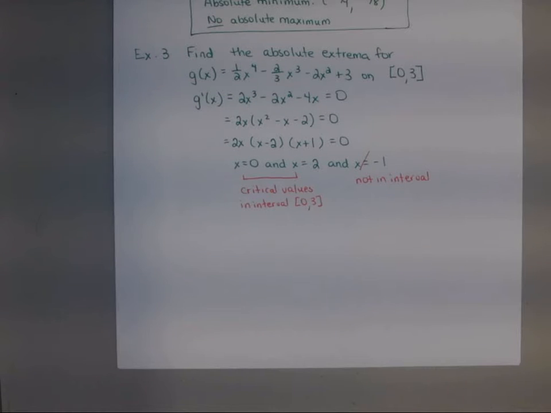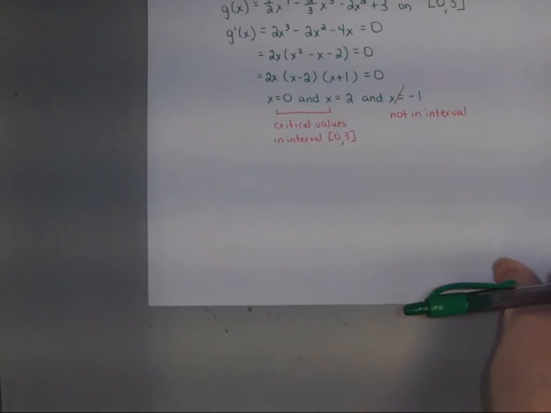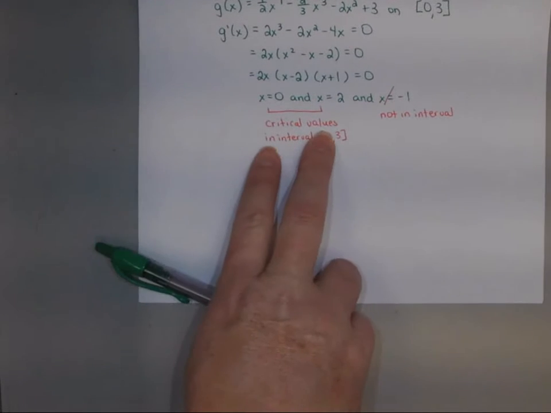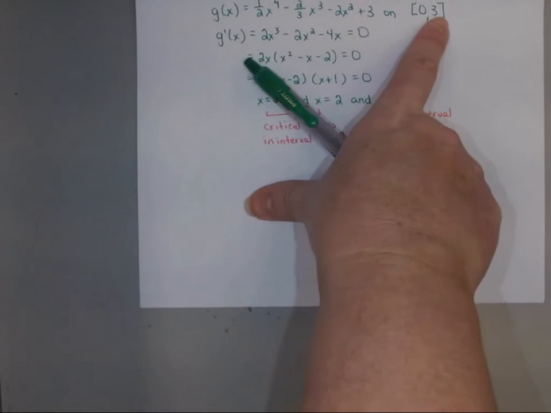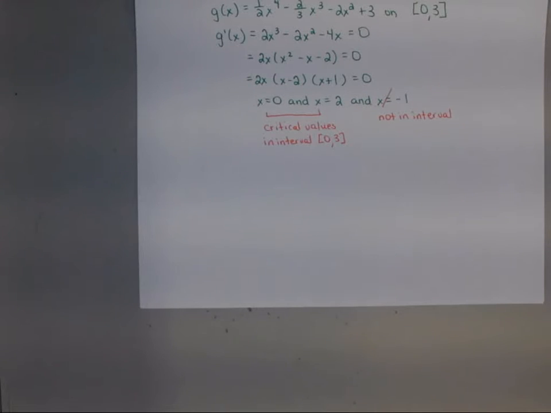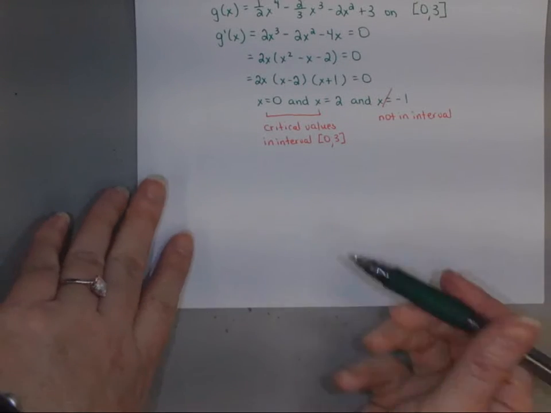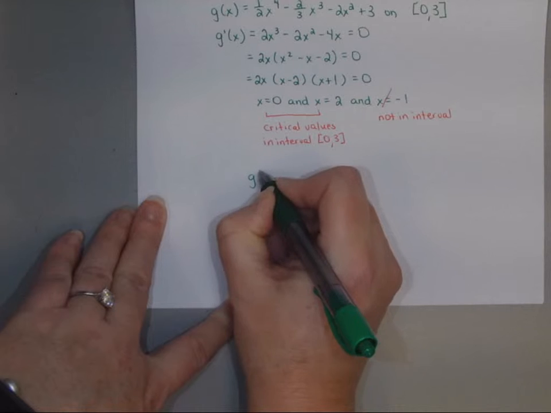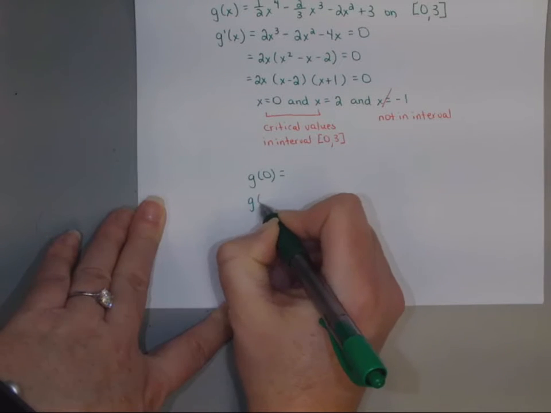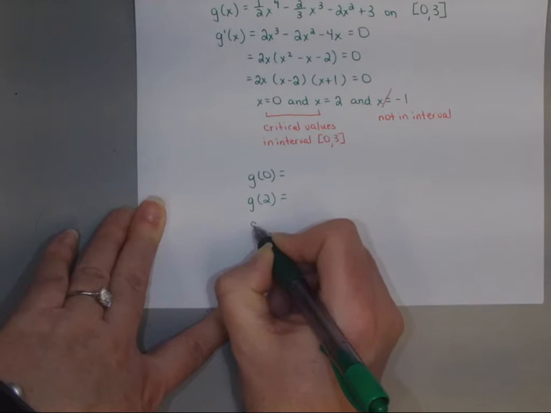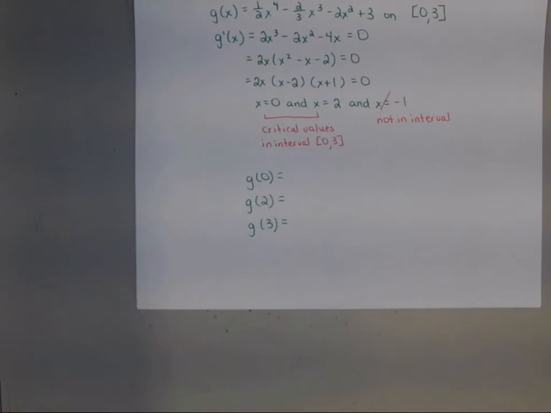So now what? Now we have to do g of 0, g of 2, g of 3. We know that the absolute extrema have to lie either at the critical values or at the endpoints, right? Notice that one of our critical values happens to be one of our endpoints, so we don't have to test it twice. So we're going to find g of 0, g of 2, and g of 3. I want you to punch that in real quick and see what you get, and then pick out the biggest and the smallest one.